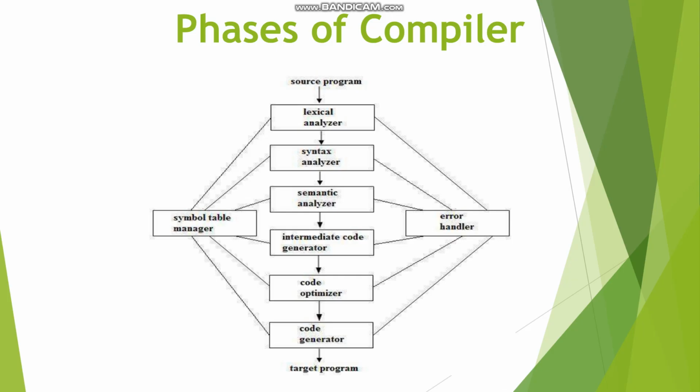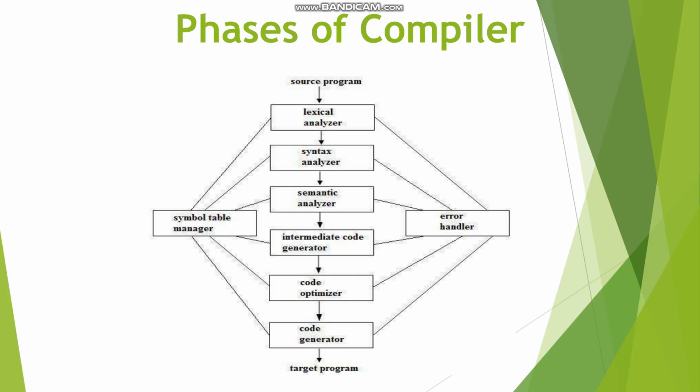The next phase is the intermediate code generator. This is the fourth phase of the compiler. This phase generates an intermediate representation of the source code that is easily translated into machine code. Then coming to the code optimizer. This is the fifth phase, and this phase applies various optimization techniques to the intermediate code to improve the performance of the generated machine code.